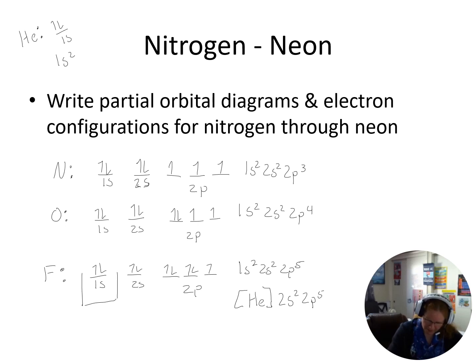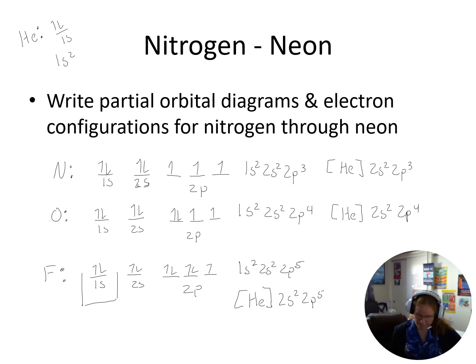I can write this as helium 2s2, 2p4. I can write this as helium 2s2, 2p3. Okay, so let's say I gave you a test or a quiz and I said I wanted you to write the noble gas configuration or the shorthand electron configuration.